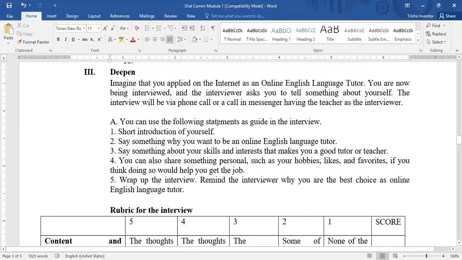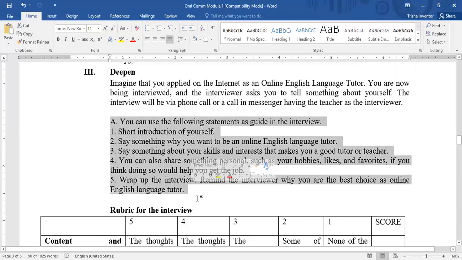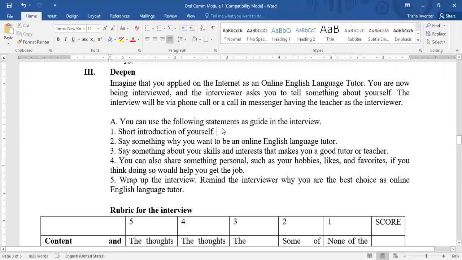Okay? So, I will interview you and you will pretend that you are applying for a job, online English language tutor. So, relax lang. Do not get nervous because you have here the guidelines on what to say during the interview. So, short introduction of yourself. Hi, my name is Trisha Inventor. I am 21 years old. I graduated Bachelor of Secondary Education, major in English, blah, blah, blah.